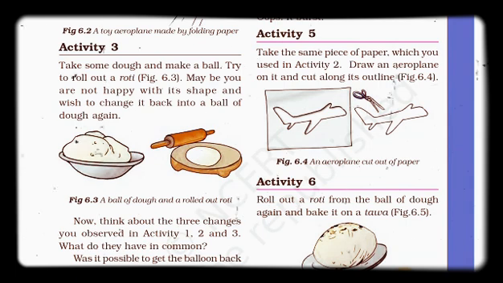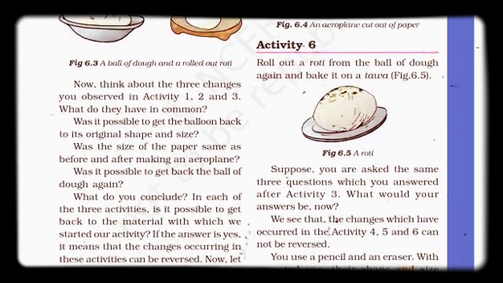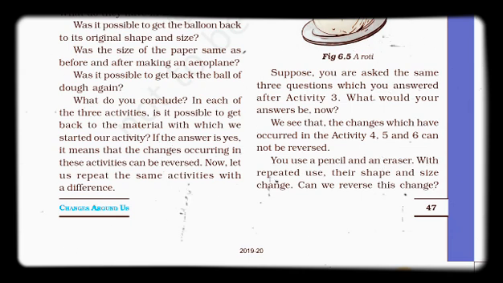Activity 5. Take the same piece of paper which you used in activity 2. Draw an aeroplane on it and cut along its outline, an aeroplane cut out of paper. Activity 6. Roll out a roti from the ball of dough again and bake it on a tawa. Suppose you are asked the same 3 questions which you answered after activity 3. What would your answer be now?